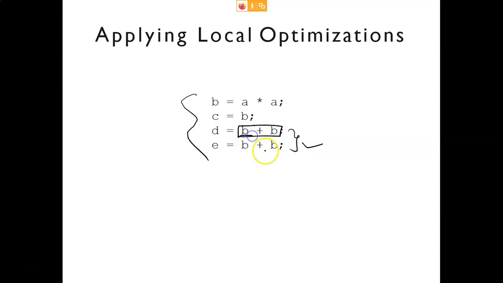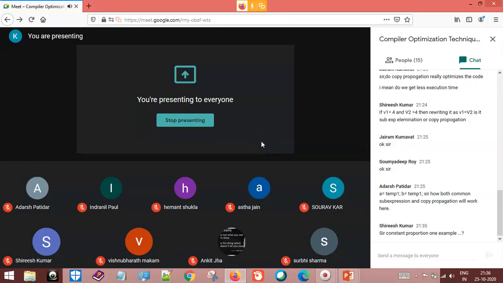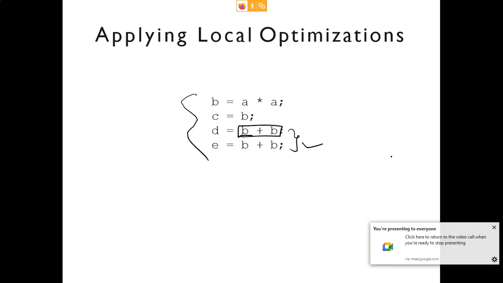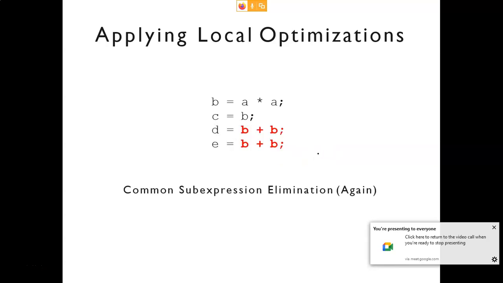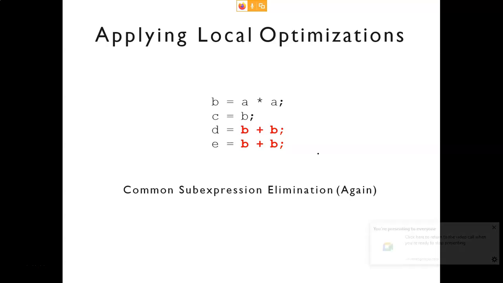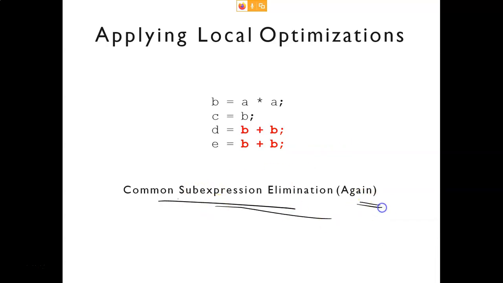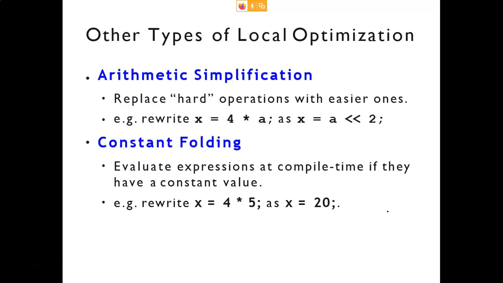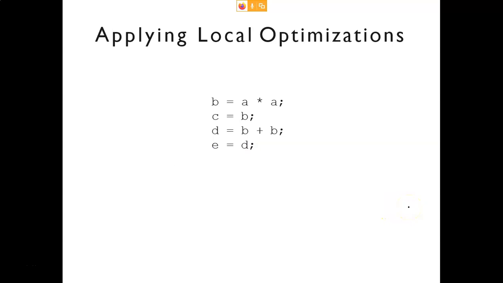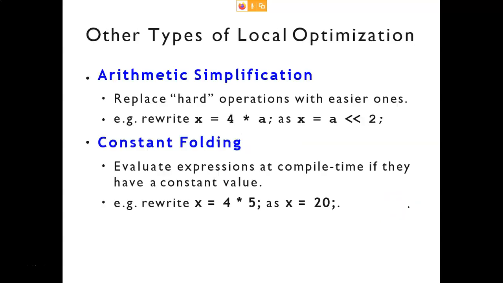This B plus B, we have calculated it and we are storing it into D. So we can replace this B plus B with D, because you can see in between these two statements the value of B and the value of D is not changing. So we can apply the common sub expression elimination again, we can apply this algorithm again, and we will get this. So this is how you can do it. You can see sometimes you have to apply these algorithms again and again. We will take more examples.